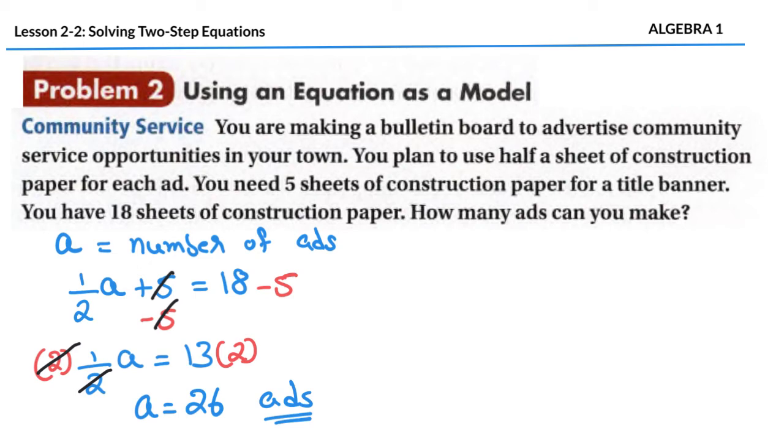So the basic idea is to represent the whole paragraph, the whole problem, and model it as an equation. Once you model it as an equation, it becomes very easy to find the variable. Let's see whether you got it or not. Let's use the same basic problem as before, the community service problem. Suppose you need 1/4 of a sheet of paper for each ad and 4 full sheets for the title banner in the previous problem. How many ads can you make?